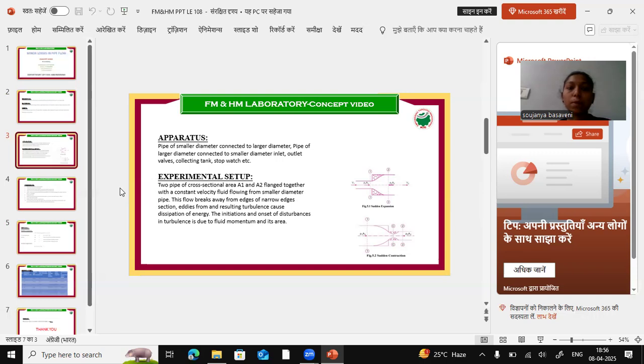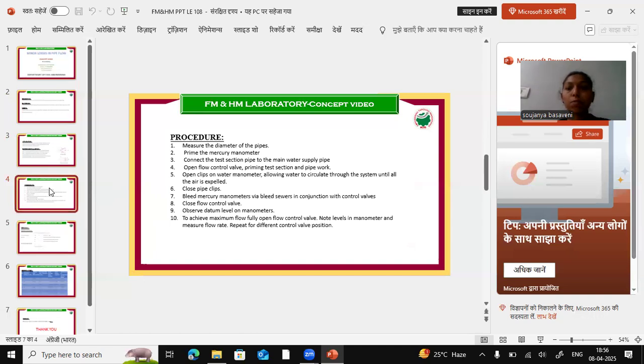Next, the experimental setup for this experiment is two pipes of cross-sectional areas A1 and A2 joined together, with a constant velocity flowing from the smaller diameter pipe. This flow breaks away from the edges of the narrow section. Eddies form and the resulting turbulence causes dissipation of energy. The initiation and onset of disturbances and turbulence is due to fluid momentum and its area.